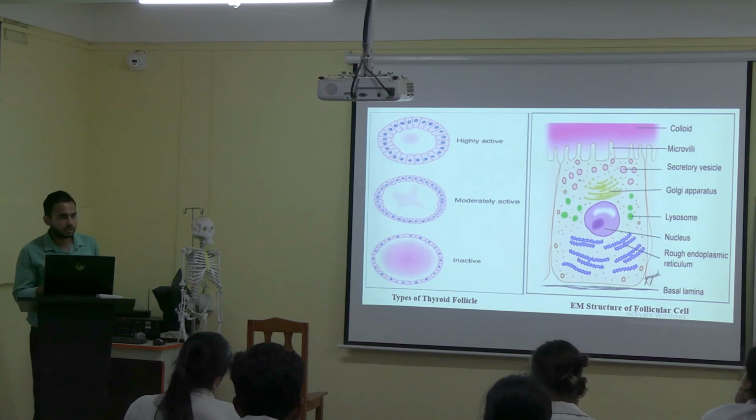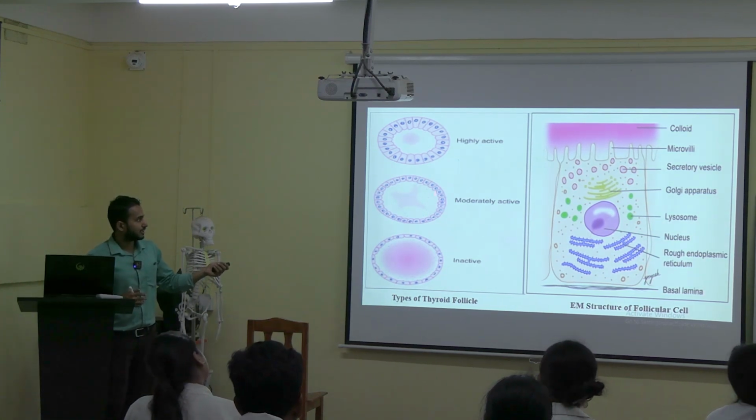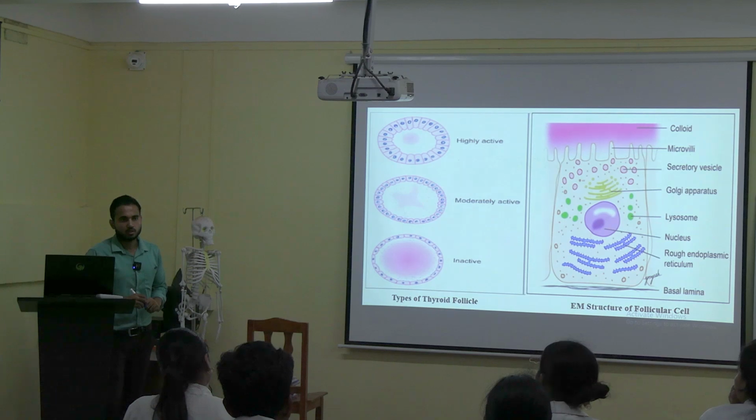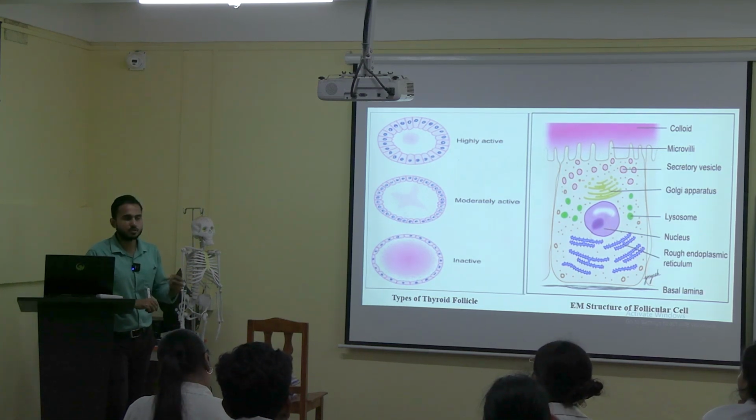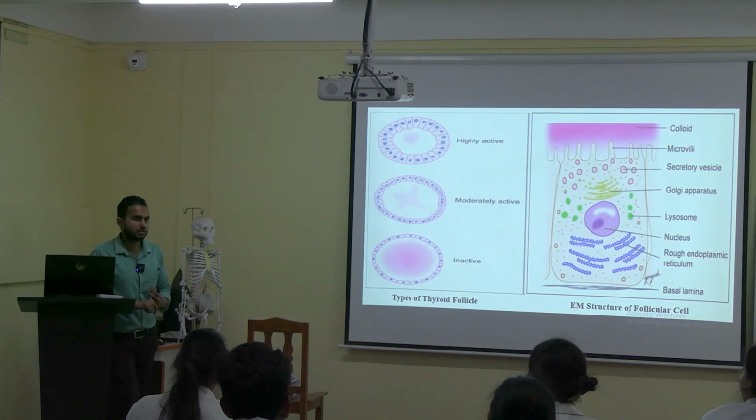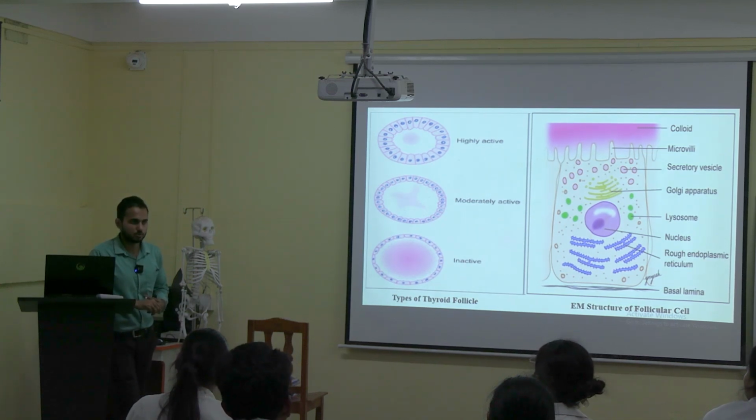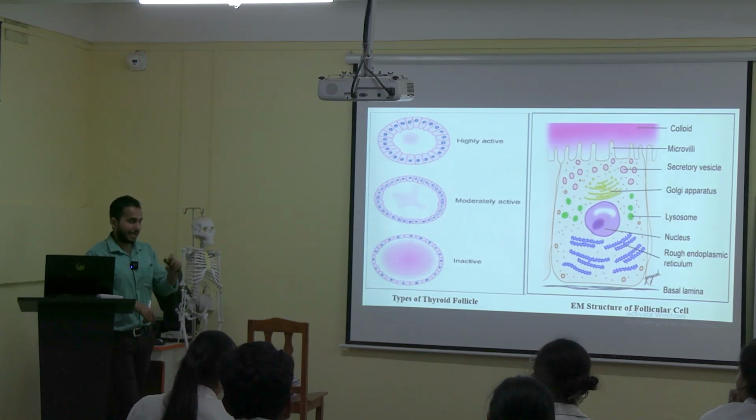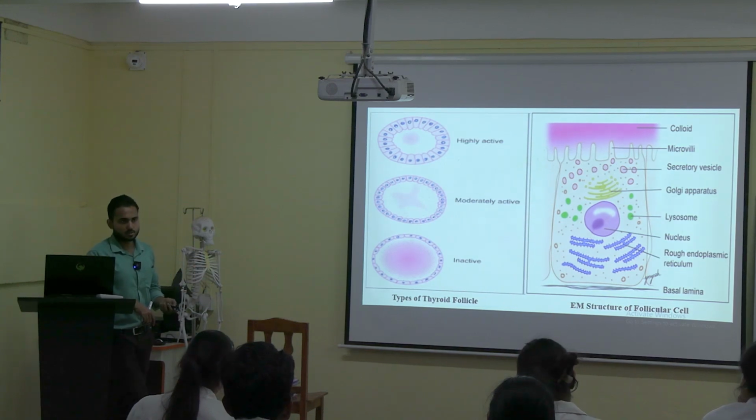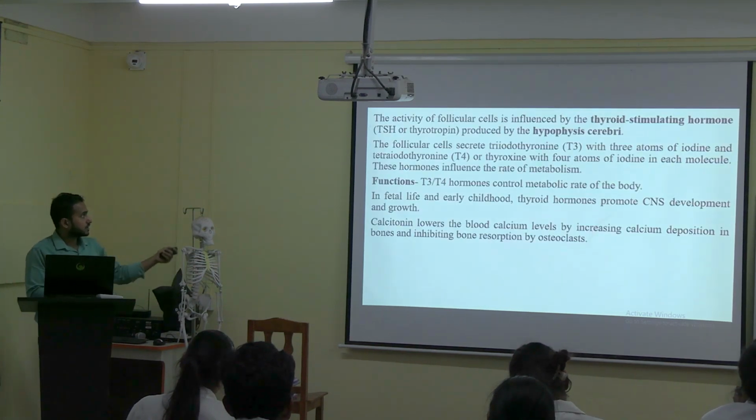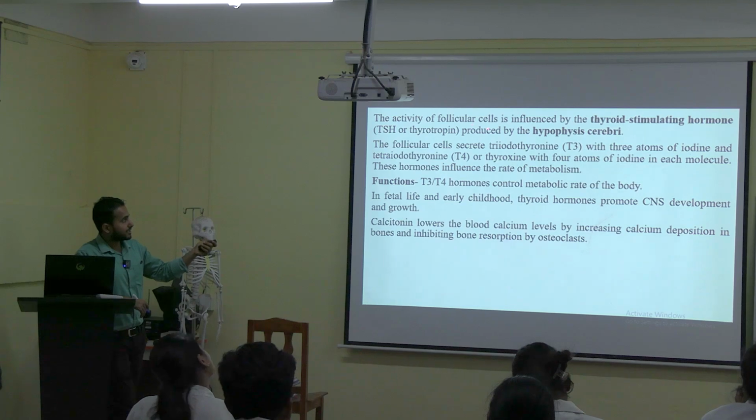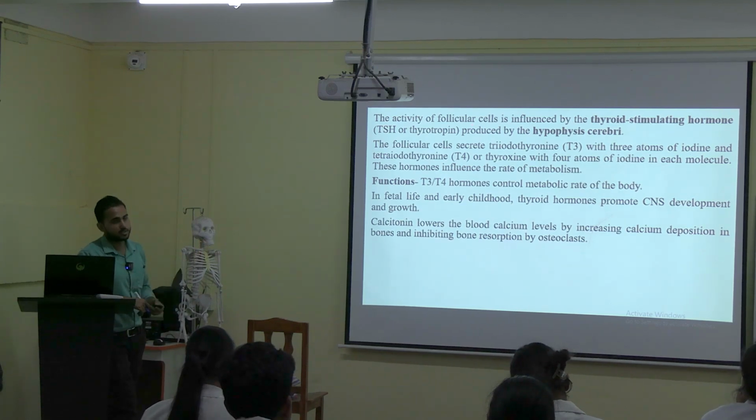Now what do you think, how is the activity of the follicle determined, or who is controlling the activity of the follicular cells? The pituitary gland. Okay, so which hormone from the pituitary gland? TSH, thyroid stimulating hormone. That is controlling the activity of the follicles. So you see, the activity of the follicular cells is influenced by TSH, thyroid stimulating hormone, which is secreted by the pituitary.